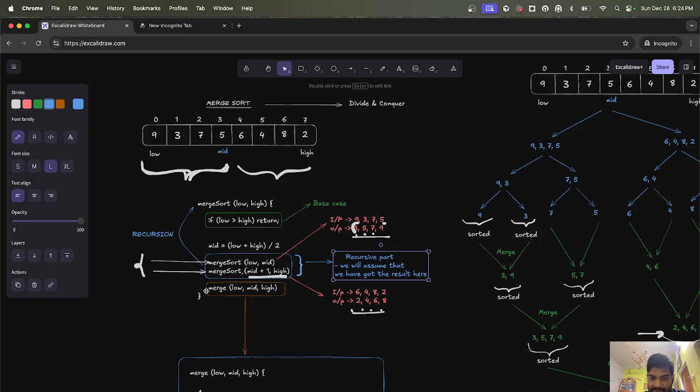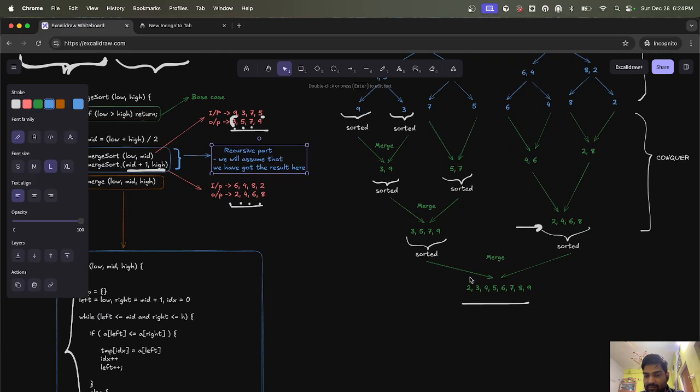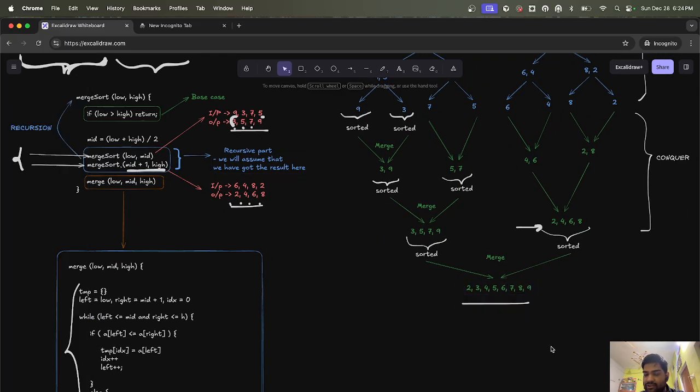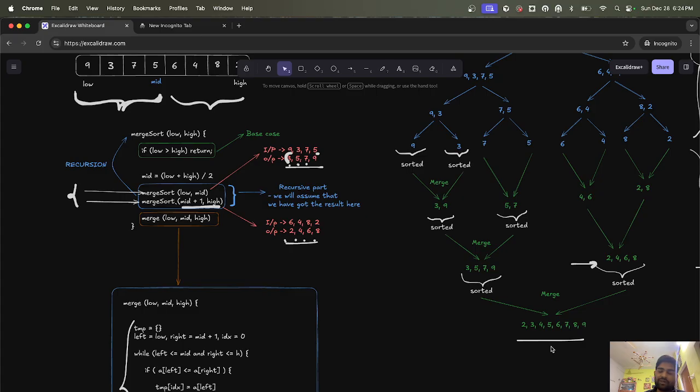Now, at the merge point, what have we got? We have got the merged result of these two sorted arrays, right? So we have got basically this result. And this is what I wanted. This was the end result which I wanted, correct?